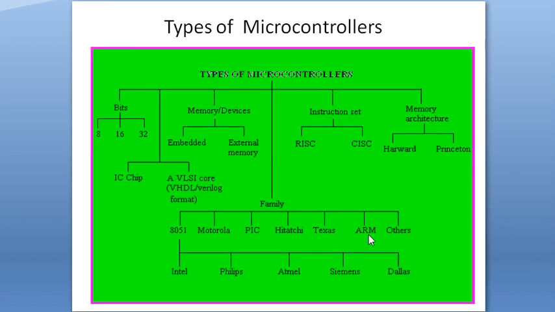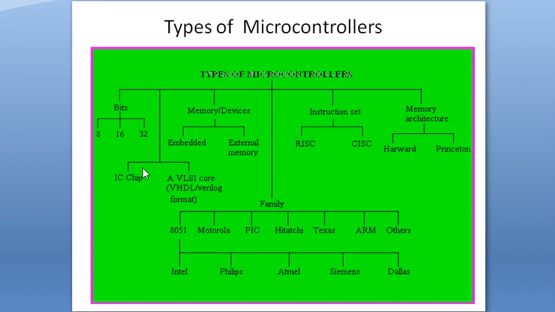Next we are going to look into the types of microcontroller. This classification is based upon different criteria: the bits, how they are manufactured, the memory devices, the family, the instruction set, and the memory architecture. In case of the bits, there are three different variants of microcontroller: 8-bit, 16-bit and 32-bit.